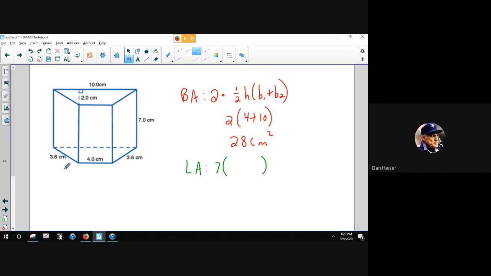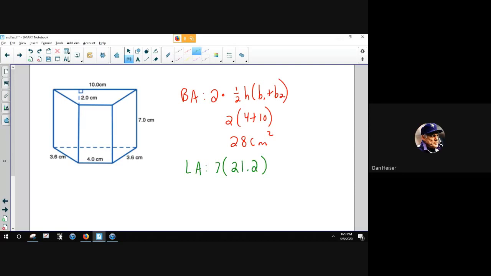The perimeter of our trapezoid is, we have 3.6 and another 3.6, giving us 7.2. This distance is 10, giving us 17.2. Add 4 to that, we get 21.2.